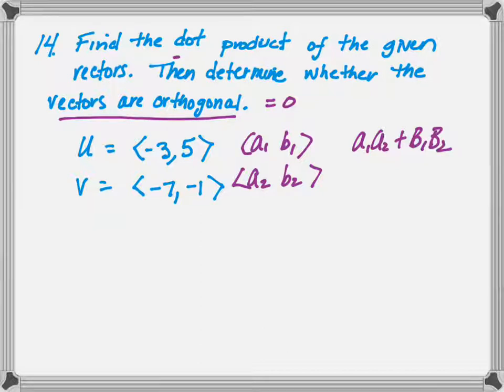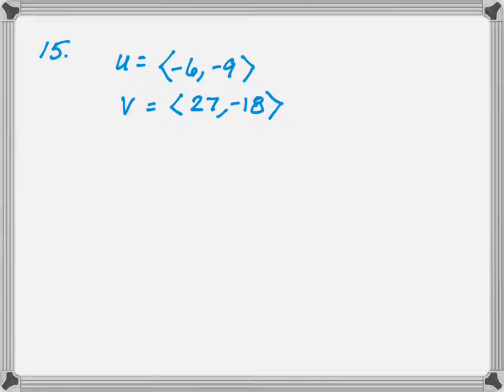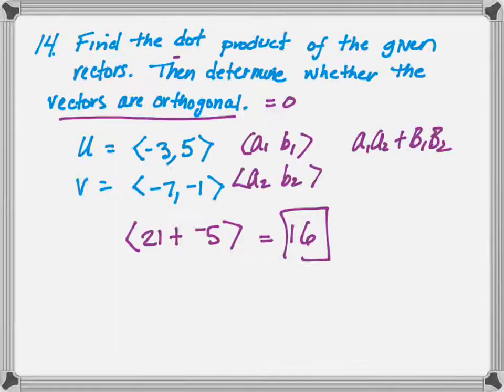So the dot product would be 21 plus negative 5, which is 17. How about 16? Right? 16, 17, 18, 19, 20, yeah, 16. So that's the dot product for number 14. So 13, 14, let's go on to 15. Another dot product. Oh, we were supposed to say whether this was orthogonal. Since it's not 0, it's not orthogonal.